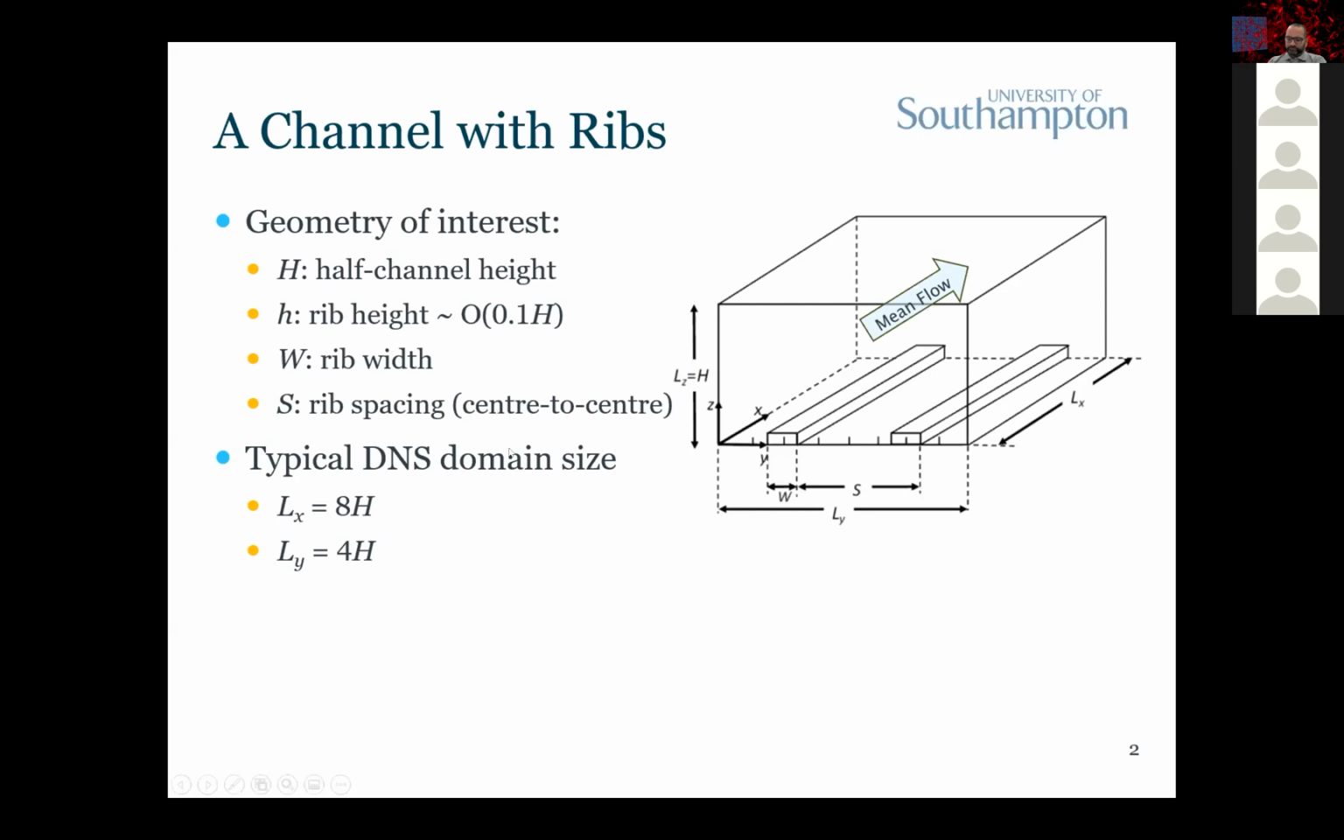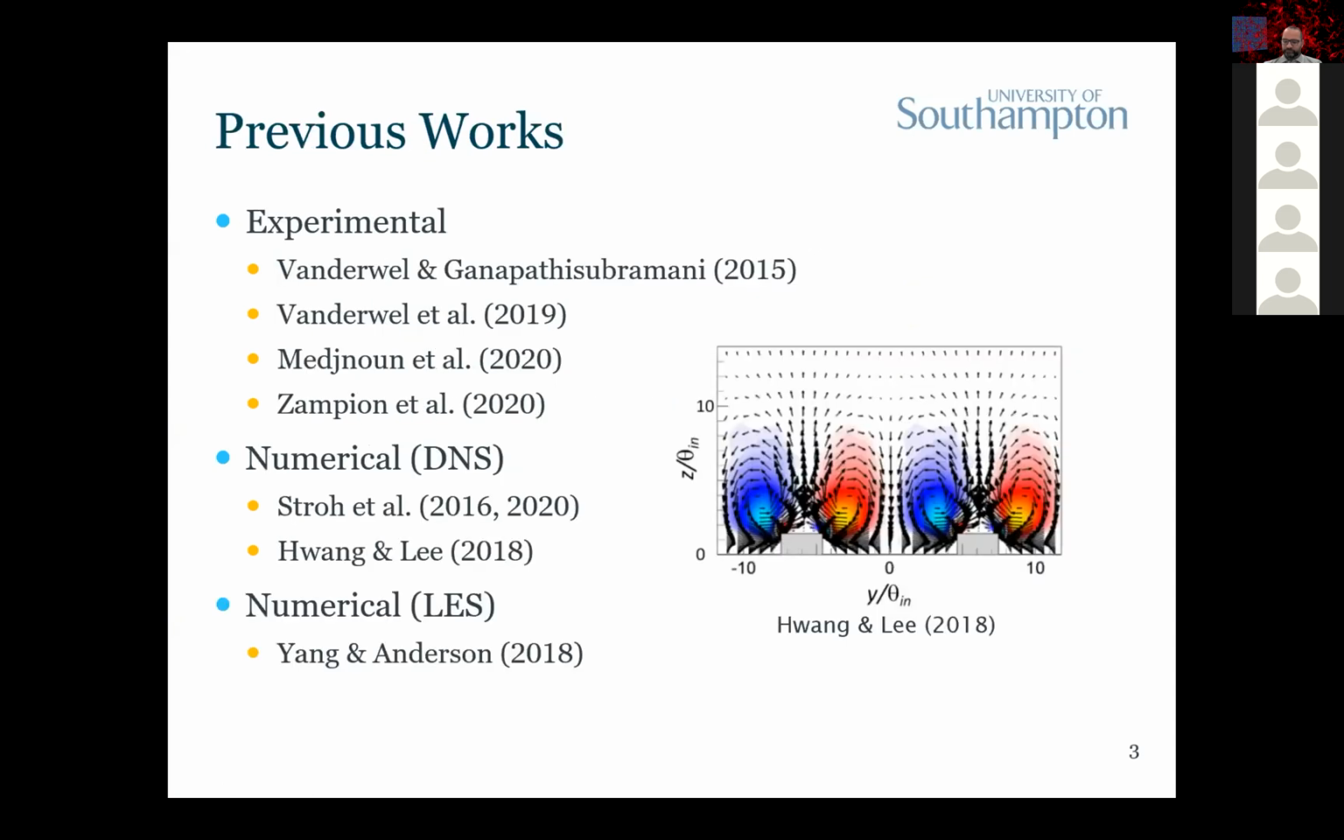For typical DNS, the domain size was set to about 8 times h in the streamwise direction, and 4 times h in the spanwise direction. So there are multiple ribs included in the computational domain. There are obviously previous works, experimental and also numerical. This is a relatively new research area, started from Van der Waal and Ganapathy Subramani in 2015.